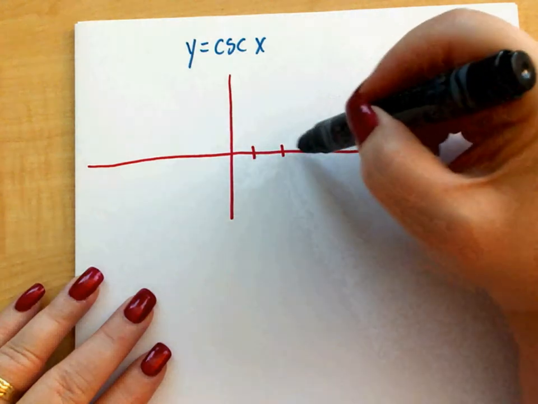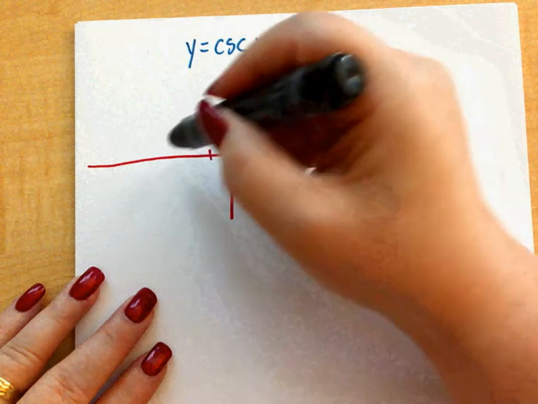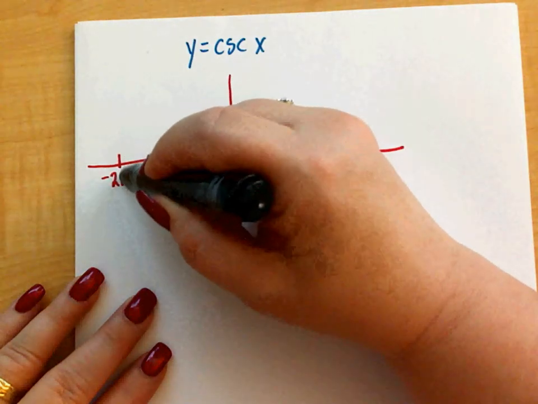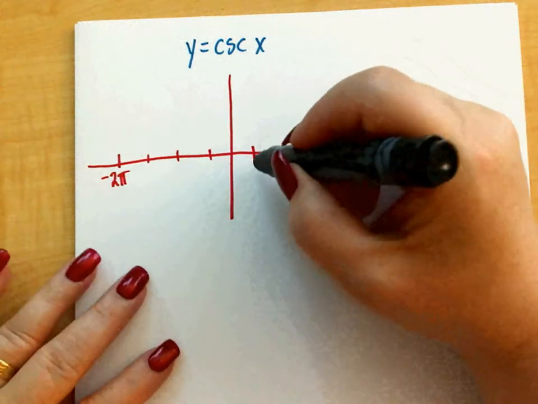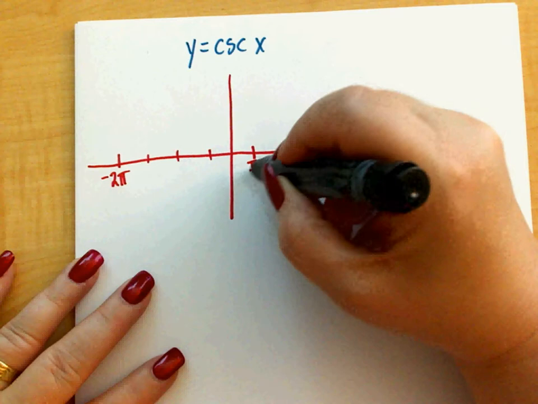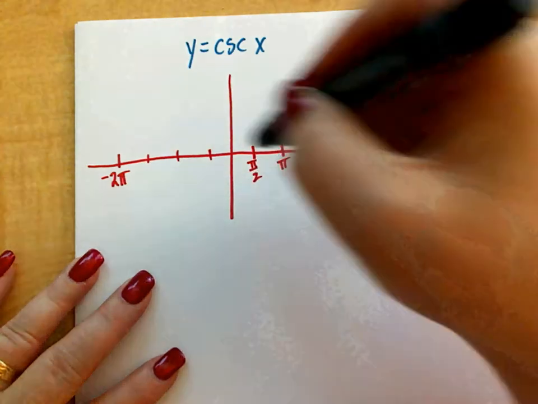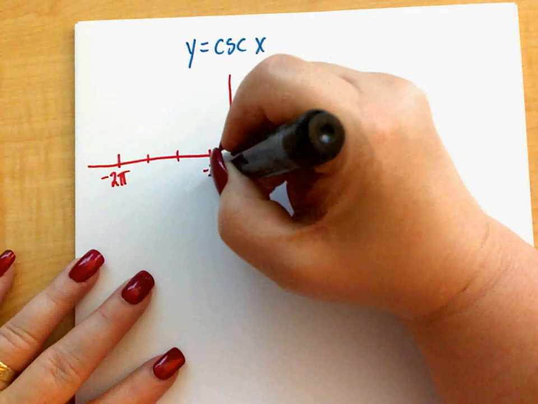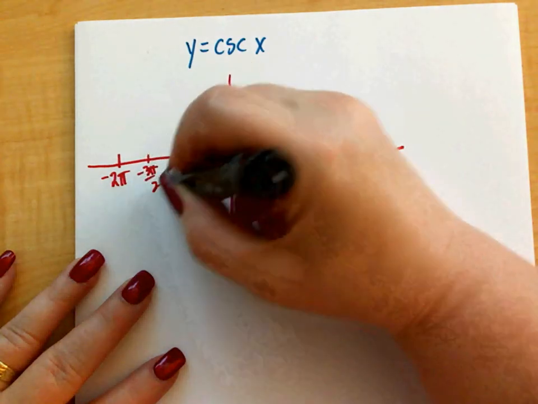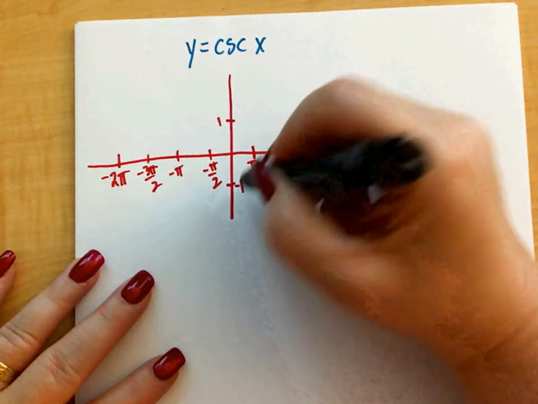I put 4 tick marks to the right, and I will label this 2 pi. 4 tick marks to the left, and I'll call that negative 2 pi. I'm going to label every tick mark because we're going to be interested in where the asymptotes occur. So this is pi over 2, pi, and 3 pi over 2. And on the other side we have negative pi over 2, negative pi, negative 3 pi over 2, and we have 1 up here on top and negative 1 here on the bottom.